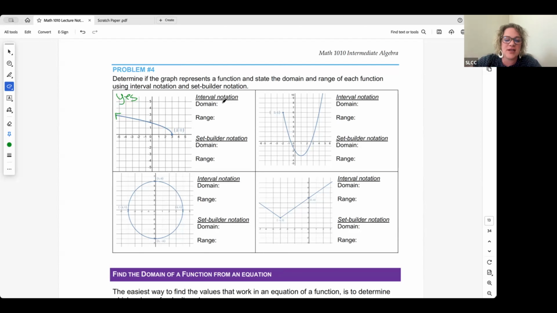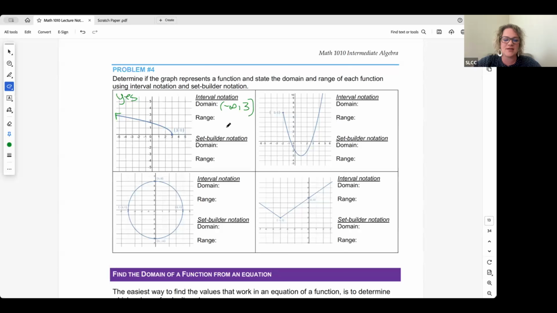So with interval notation, I'll start with negative infinity, always a parenthesis. And where do I stop? There's nothing else that the function exists that I can touch over here to the right. So I stop at 3. Notice it's filled in, so I need a bracket to represent that 3 is part of the function.